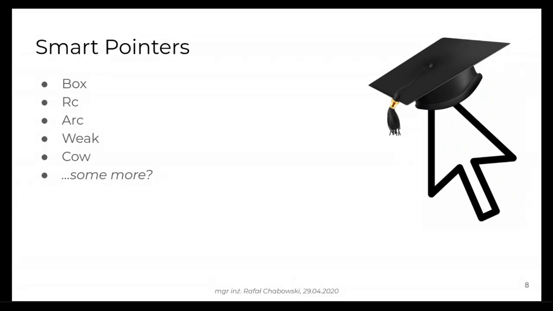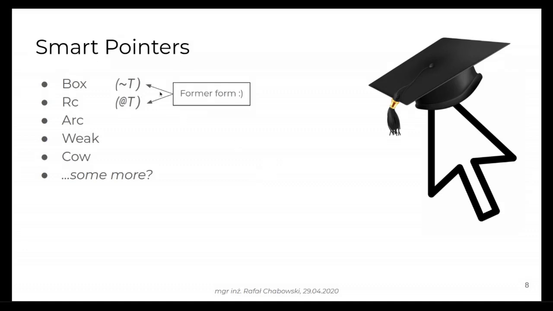What kind of smart pointers do we have? Box, Rc, which stands for reference counted or counting, Arc, which is atomic reference counting, Weak, Cow, maybe some more, I don't know of any. But there are probably several interesting ones in the external crates. If you know some of them, I would also encourage you to tell me about them at the end of the presentation. I know that there is at least one called Super Cow. I didn't have time to investigate it though. So, okay, let's briefly discuss each one of those.